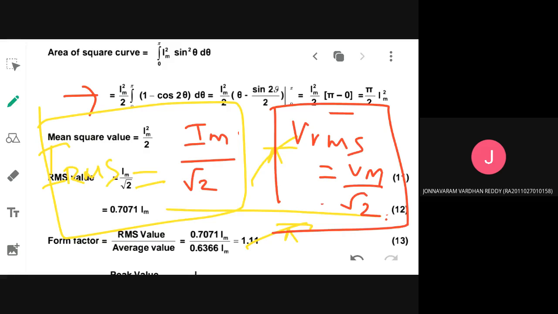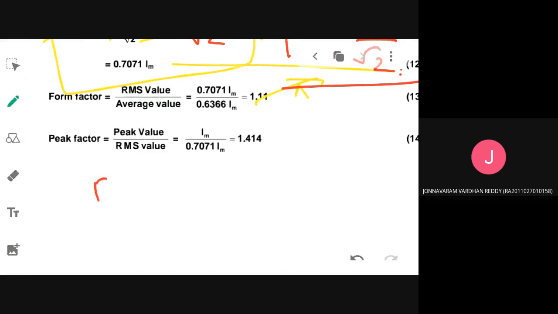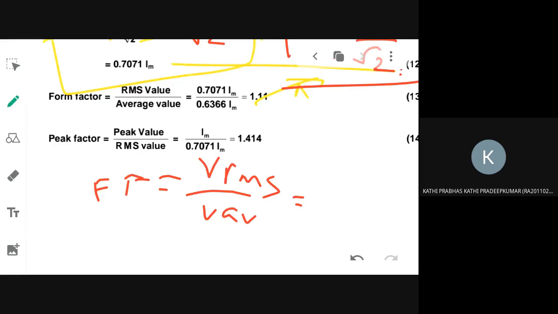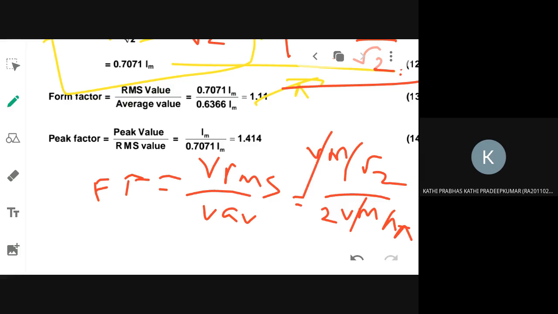Tell me the answer. What is the formula for form factor now? Form factor is VRMS value divided by V average. So you have determined VRMS, that is Vm divided by square root of 2, divided by average, which is 2 Vm by pi. So what is the answer that you are getting? Vm will get cancelled. So 1 by square root of 2 into pi divided by 2 you are getting.